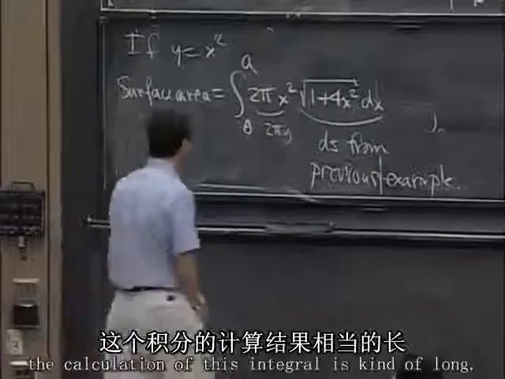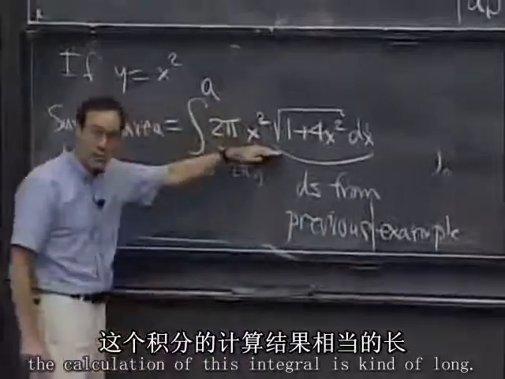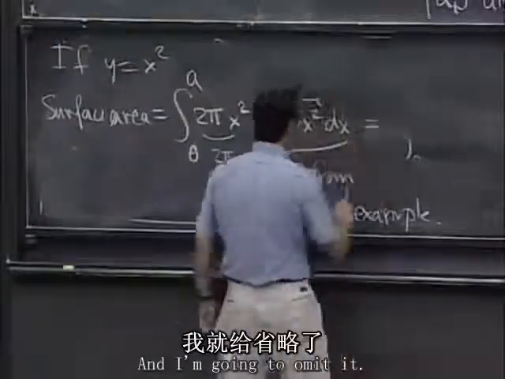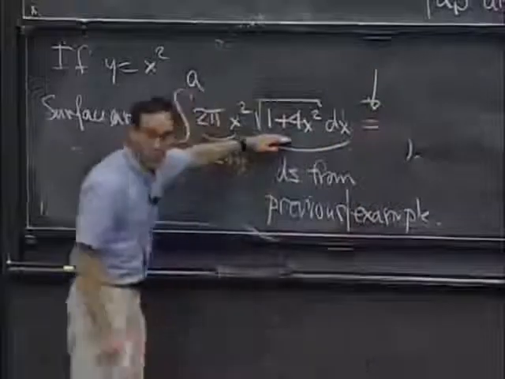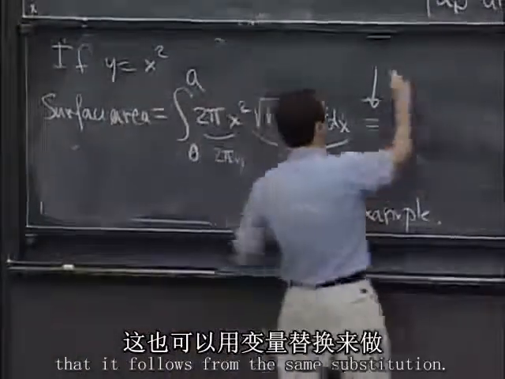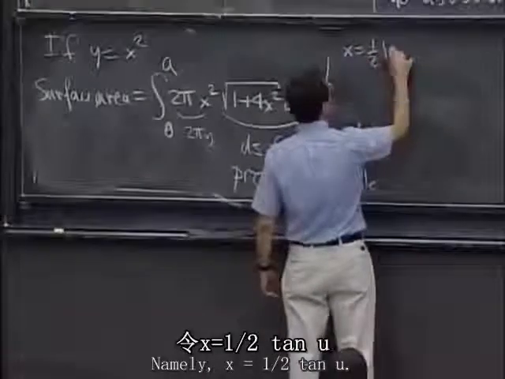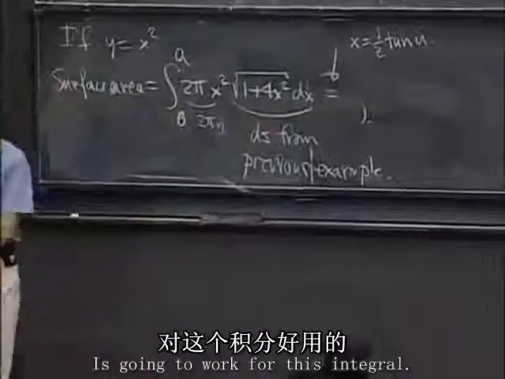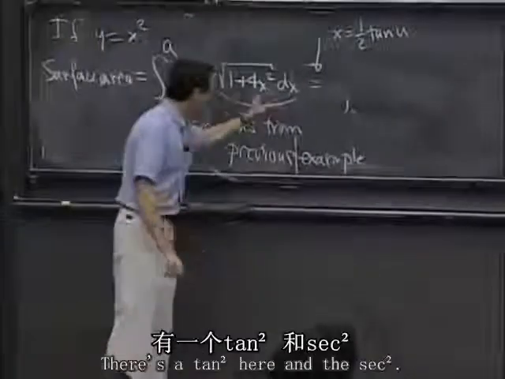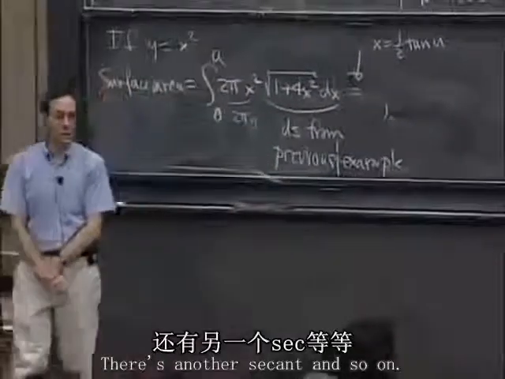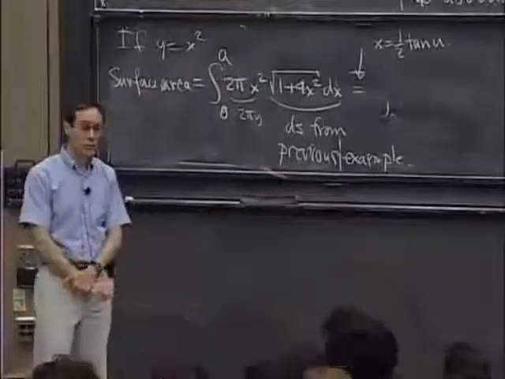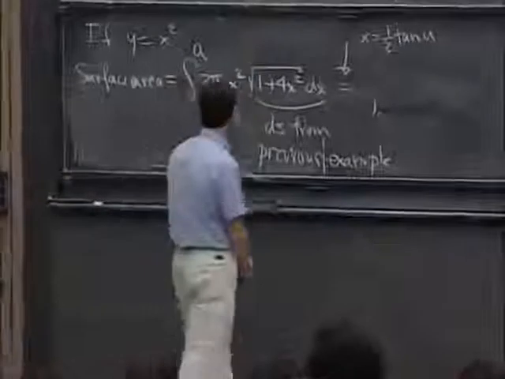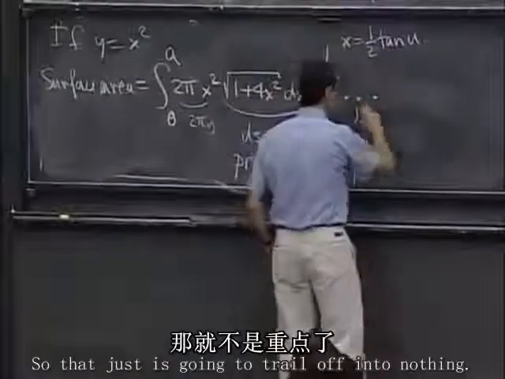Now, again, the calculation of this integral is kind of long, and I'm going to omit it, but let me just point out that it follows from the same substitution, namely x equals a half tan u, is going to work for this integral. It's kind of a mess. There's a tan squared here, and this secant squared. There's another secant, and so on. So it's one of these trig integrals that then takes a while to do. All right, so that just is going to trail off into nothing.